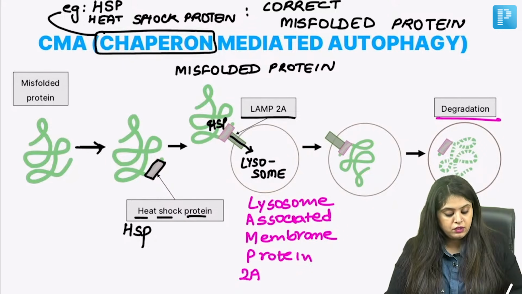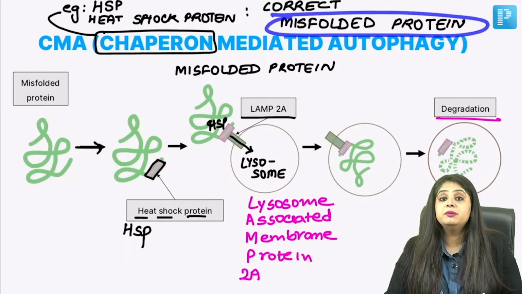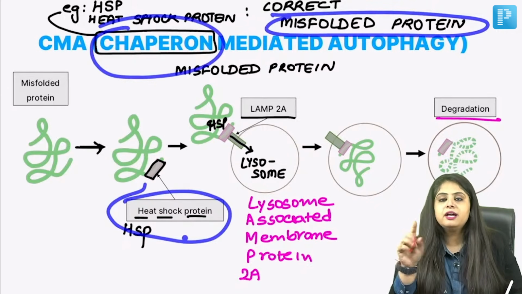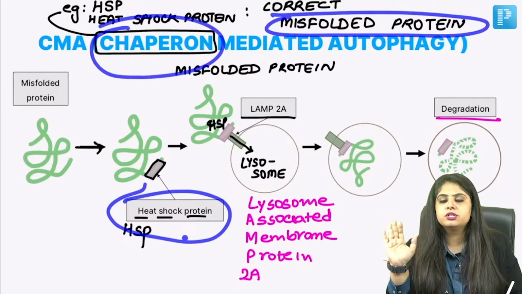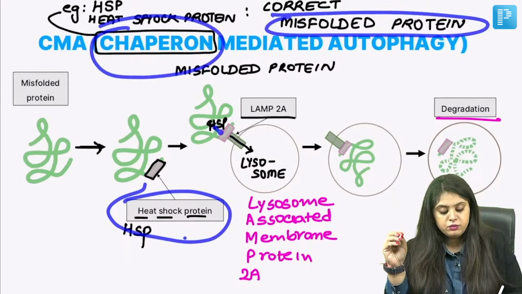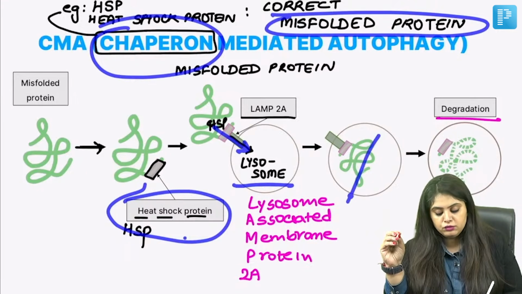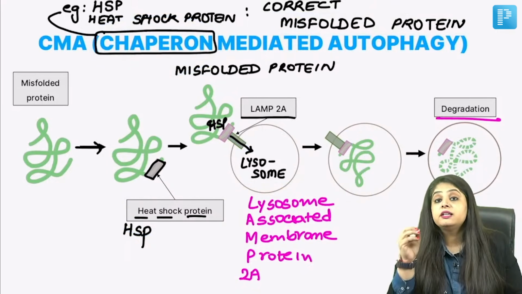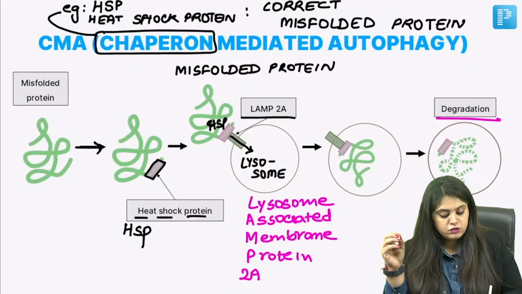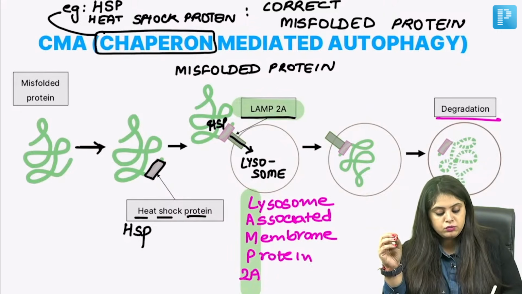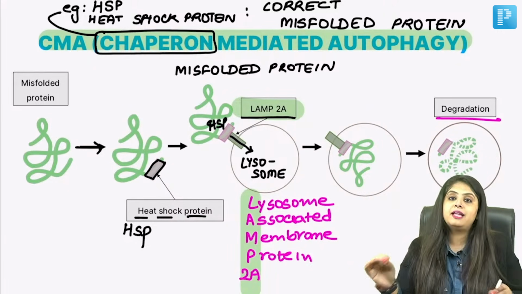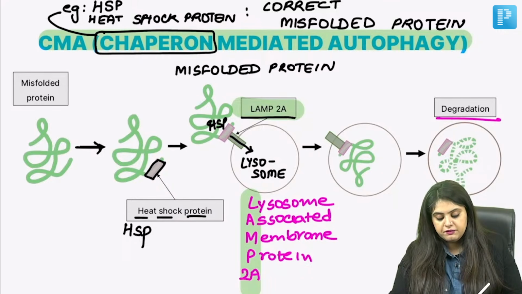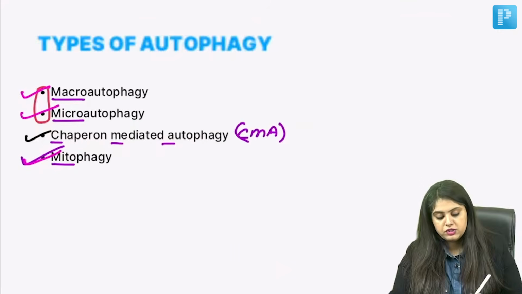So whenever there is a naughty protein in your body, a misfolded protein, step number one, heat shock protein or chaperone will come, it will try to correct it, try to explain. If it does not understand, you take him to the lysosome, and then the lysosome, or the principal, is going to break that protein. The only question that you get in MCQs is, in which pathway is LAMP 2A used? Which autophagy uses LAMP 2A? Chaperone mediated autophagy.